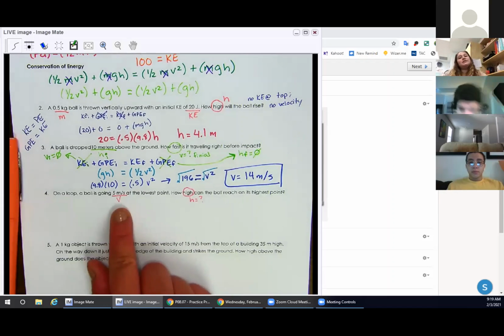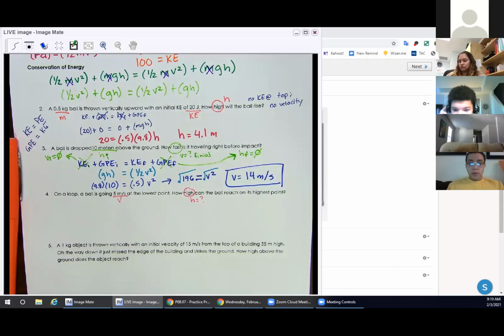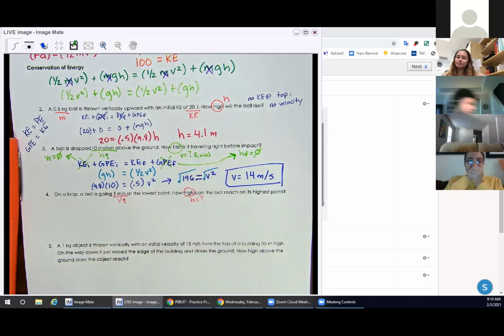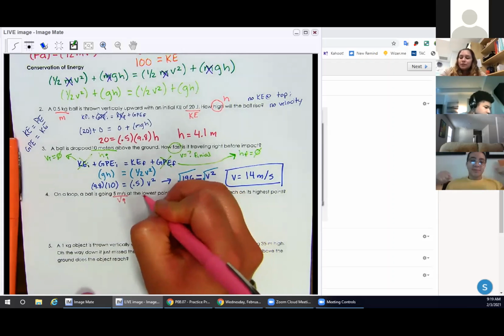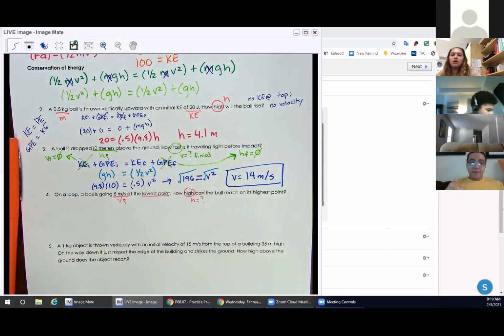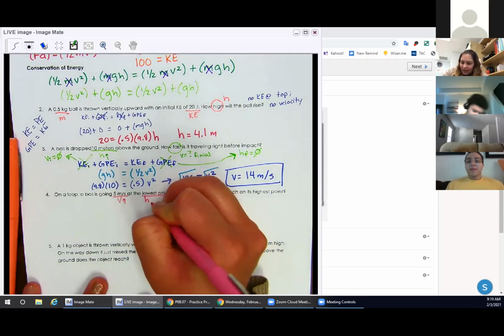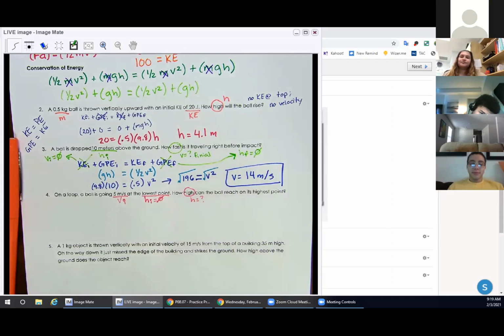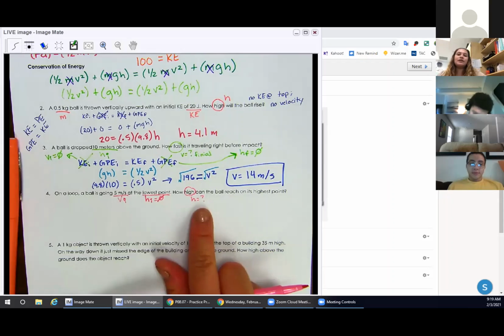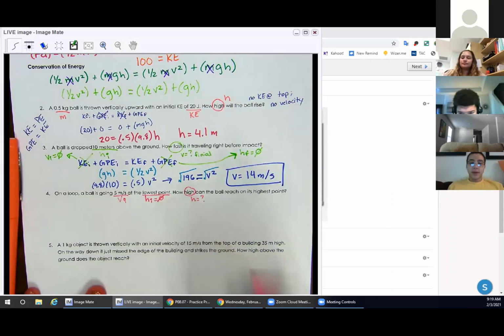Is that 5 meters per second going to be our initial or our final? It's our initial. Good job. If it has the lowest point, what does that tell you our initial height is going to be? 0. Height initial is going to be 0. So that means what height are we looking for? Final. We're looking for our final.